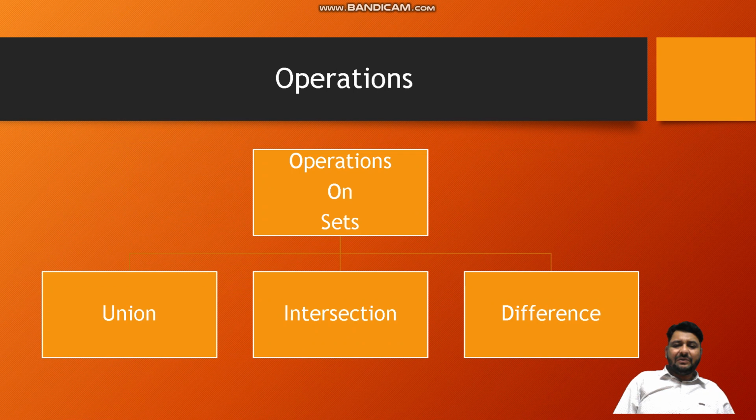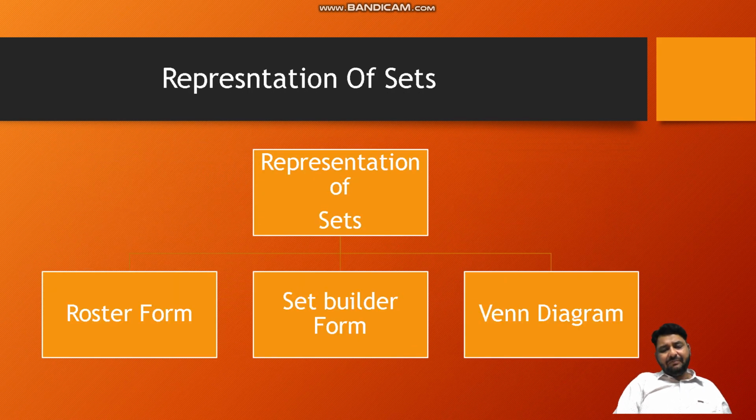Now the third part is the operations. What are we going to do with the sets? We are doing three operations: union, intersection, and difference. So in the next class, we will learn what is union, what is intersection, what is difference. So that means we have three important parts.